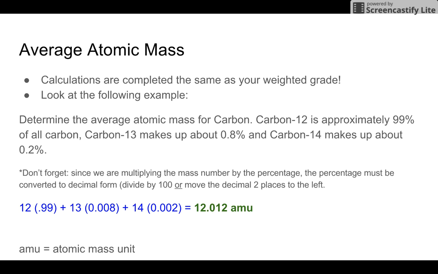AMU is atomic mass unit. So don't forget, at this point going forward in the class, we're doing a lot of applied math. You must include units. The units are very important.